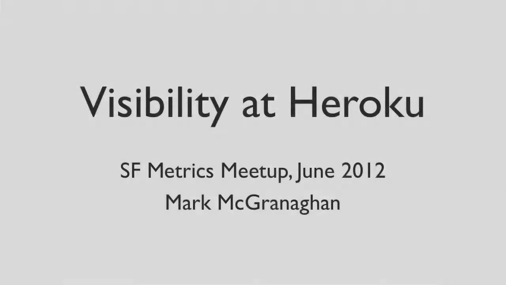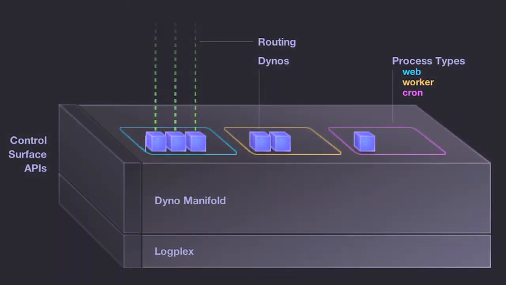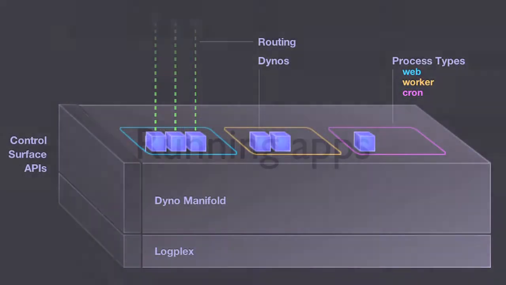Really excited to talk about the visibility work that we do at Heroku. So as Joe was alluding to, Heroku is, very briefly, a platform as a service, which basically means we run apps on behalf of our users. And as Joe was alluding to, there are a lot of those apps.